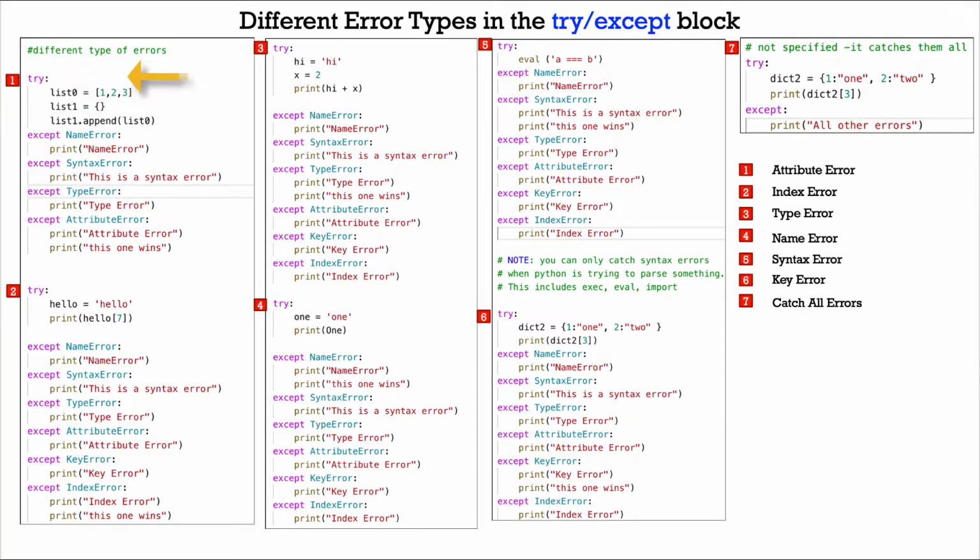So let's see the first one. The first one, we have a list 1, 2, and 3, and then we have something called list 1, but it looks like we're creating a dictionary.